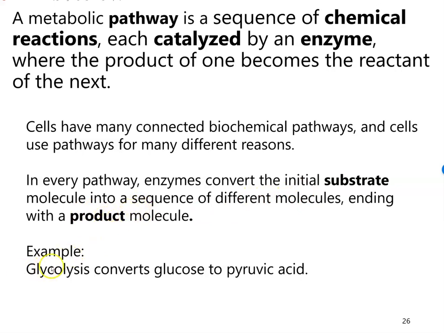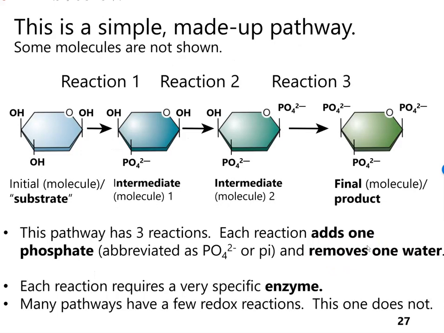So one example is the metabolic pathway glycolysis, which starts with glucose and converts it to pyruvic acid. And that is a big part of energy metabolism in cells. So this slide has a lot on it, but it's a made-up pathway to kind of illustrate what goes on in a pathway.